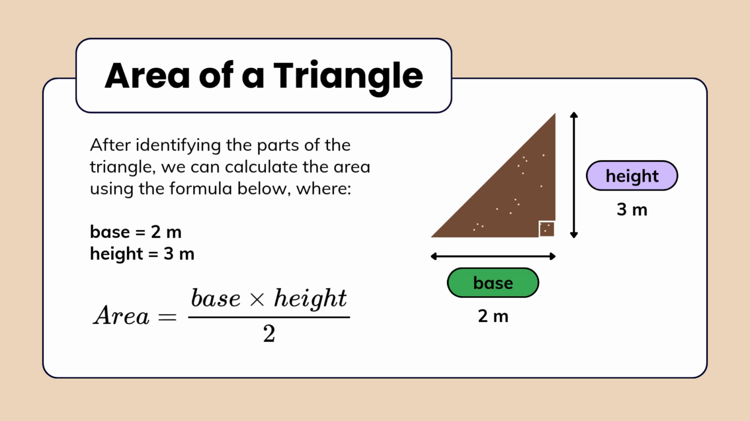So here we go. Here's the magic formula. Area equals base into height divided by 2. For Duke's garden, the base is 2 meters and the height is 3 meters. Let's plug those numbers in.